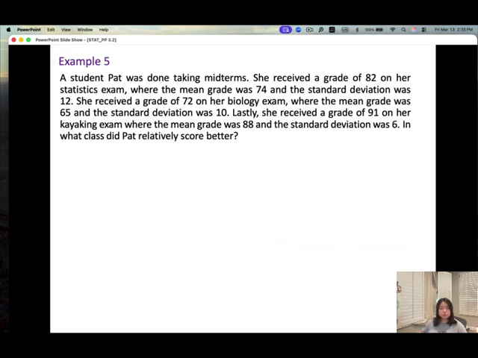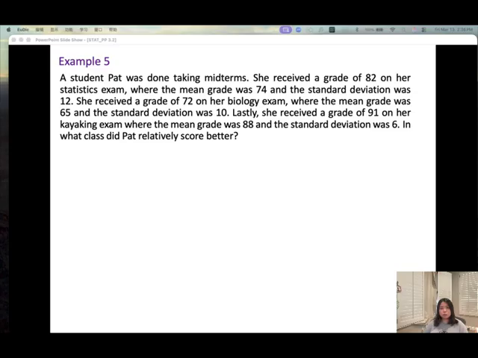Okay, try this example. A student, Pat, was done taking midterms. She received a grade of 82 on her statistics exam, where the mean grade was 74 and the standard deviation was 12. And she received a grade of 72 on her biology exam, where the mean grade was 65 and the standard deviation was 10. Lastly, she received a grade of 91 on her kayaking exam, where the mean grade was 88 and the standard deviation was 6. In what class did Pat score relatively better?